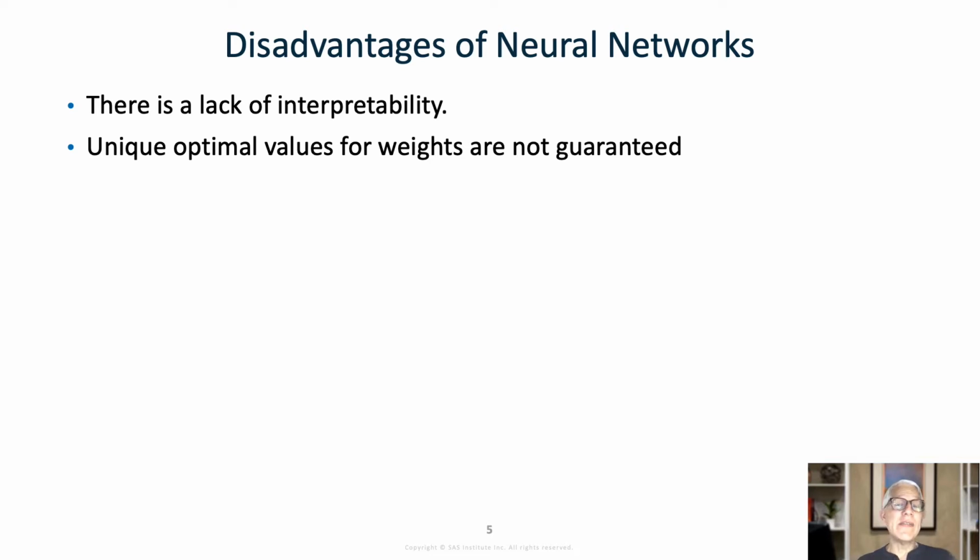A second disadvantage of neural networks is that unique optimal values for weights are really not guaranteed because you might run into a local optima versus the global optima. So it's possible to run a neural network multiple times with the same data and get slightly different results. All right, let's dive in and build a neural network model in SAS Visual Data Mining and Machine Learning.